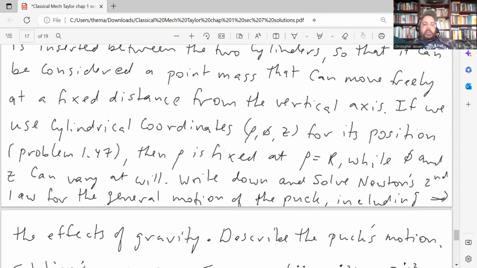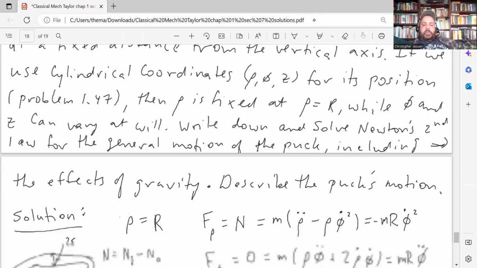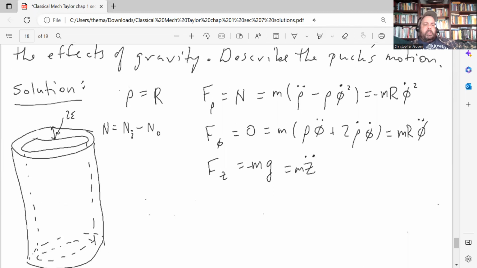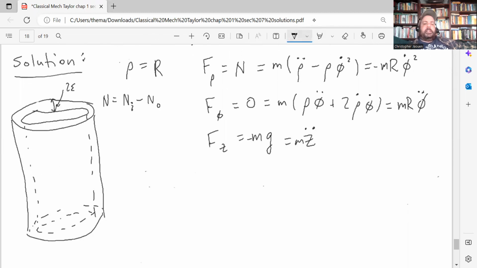Write down and solve Newton's second law for the general motion of the puck, including the effects of gravity, and describe the puck's motion. So he's a little bit unclear, but I think I'm interpreting what he's saying is that the negative z direction is, I guess, down. That's the direction that gravity is accelerating. I'm making an assumption there because he doesn't say in the problem, but I'm assuming that's what he means. So we have the acceleration due to gravity on the puck. Let's say that the puck is over here. It's being accelerated down this way with magnitude negative mg z hat. Okay, so this is our puck.